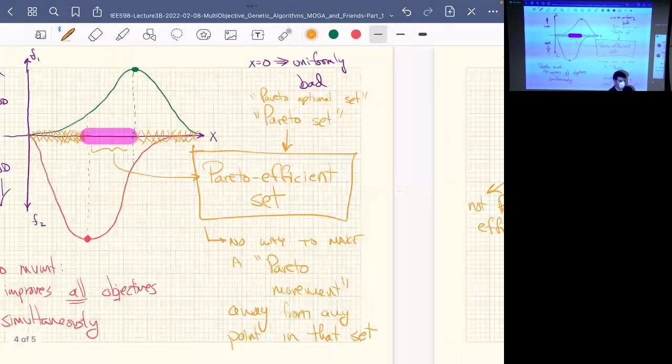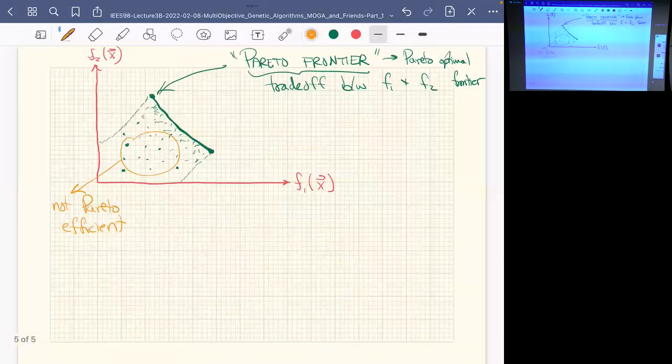All right, let me see if there's any questions or clarifications online. All right, looks like it's the same. Any questions in class? Does this make sense, these concepts here?